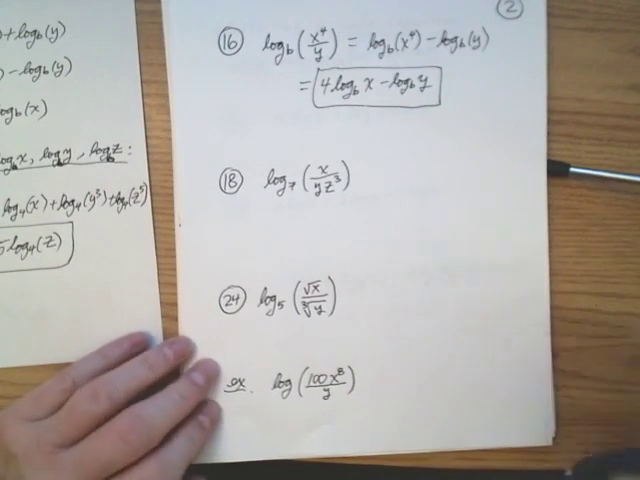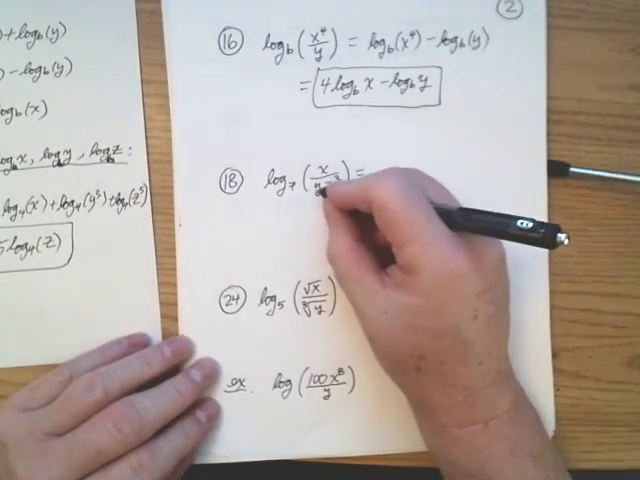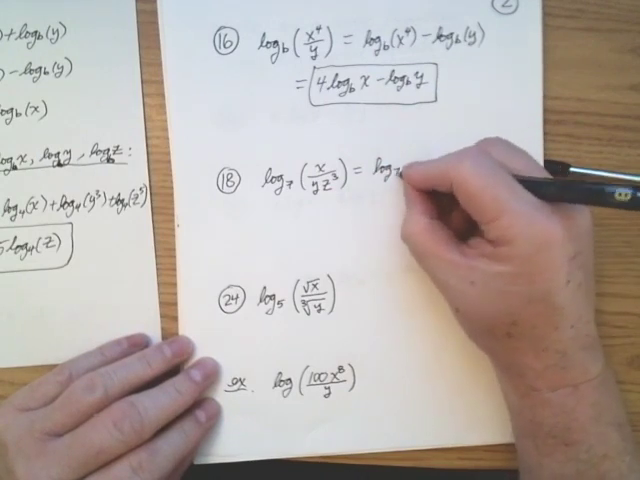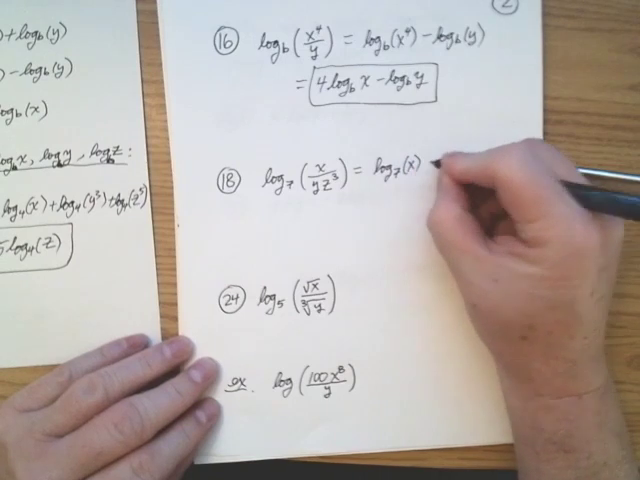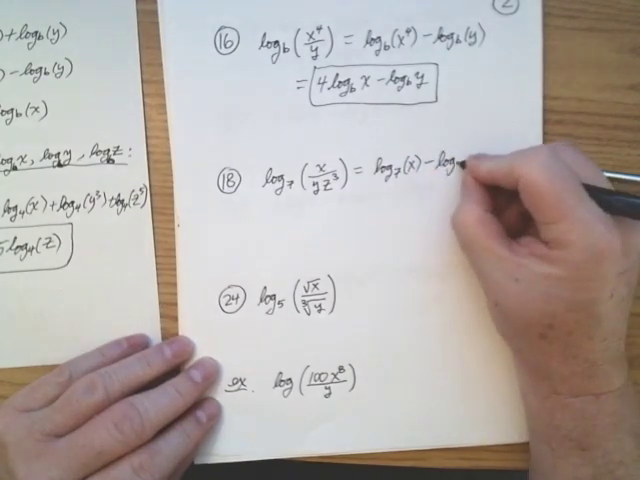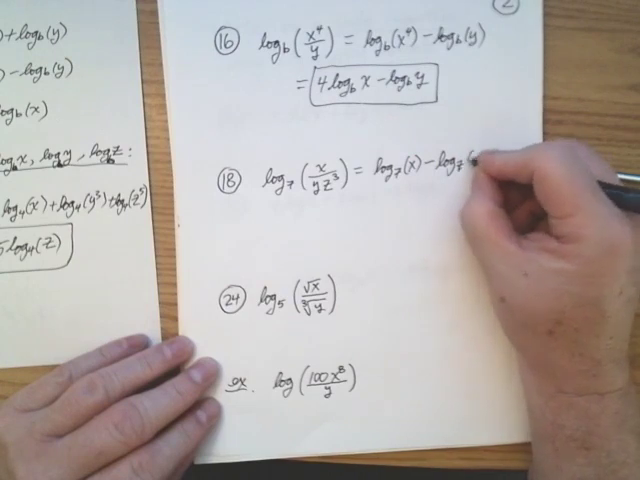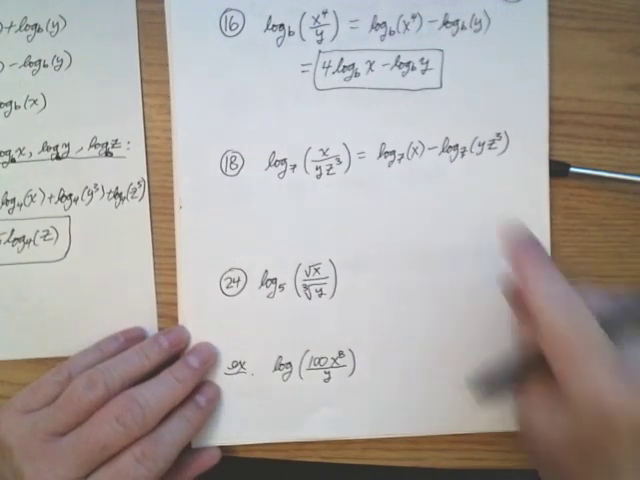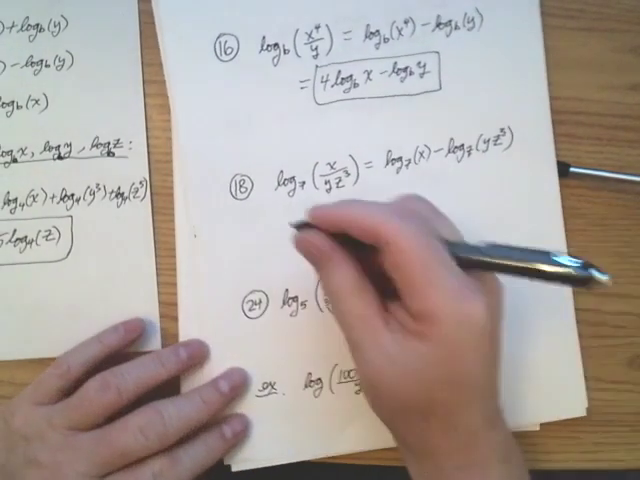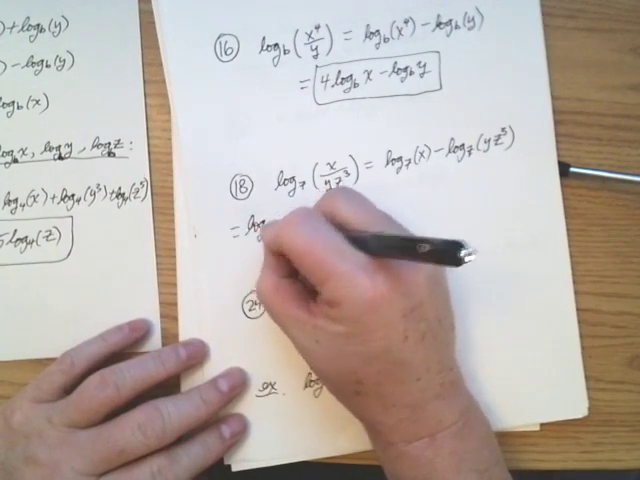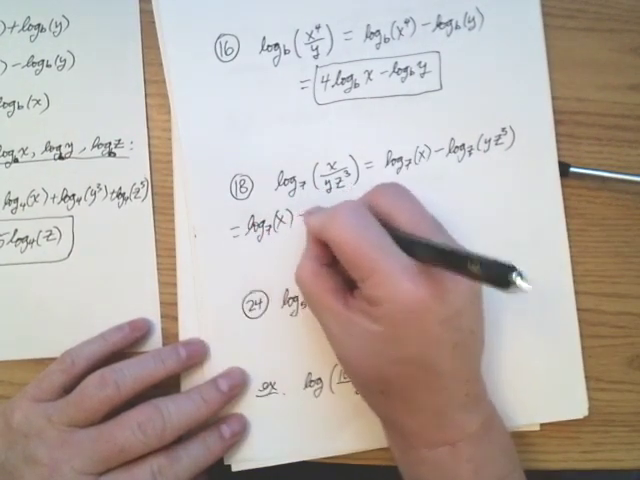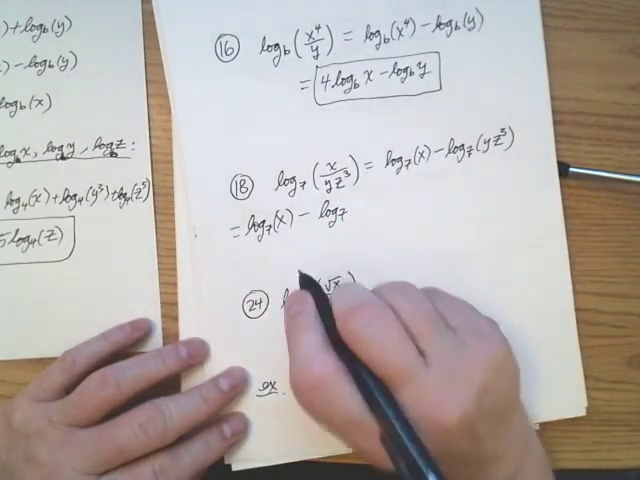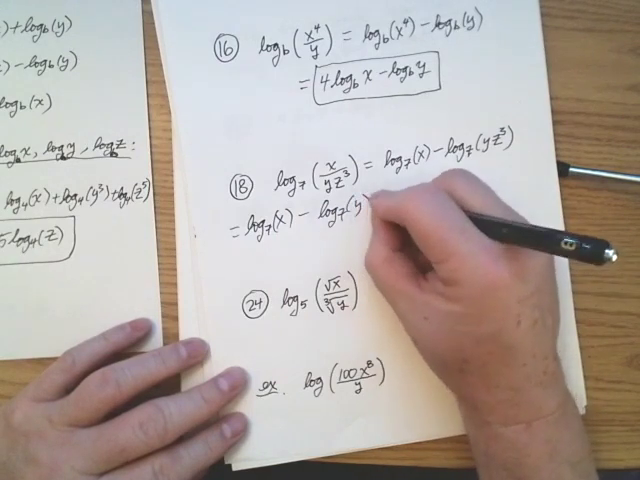Alrighty, how about this one? Logarithm base 7 of x over 7z cubed. That'll be the logarithm base 7 of x, once again because it's a quotient, minus the logarithm base 7 of yz cubed, like that. Now this is a product, and you remember, if you're taking the logarithm of a product, you can break it into the sum of logarithms, right?